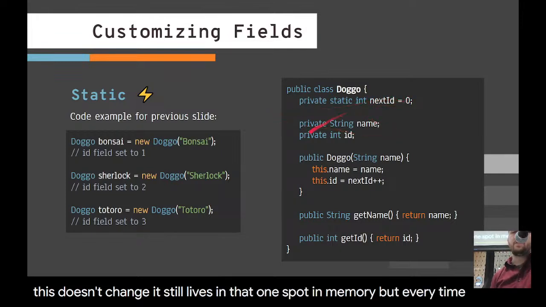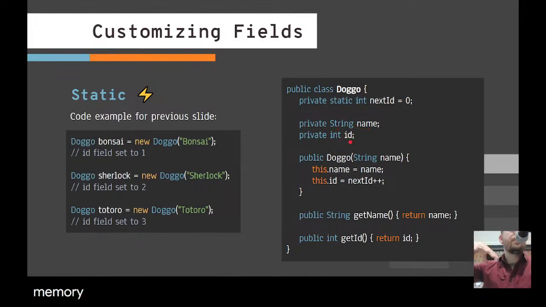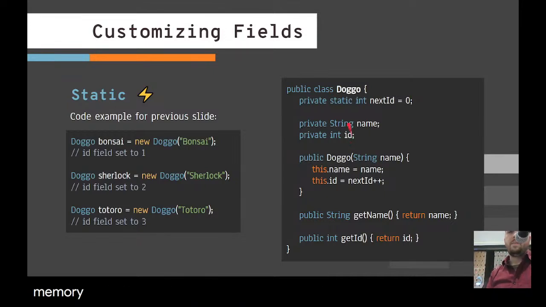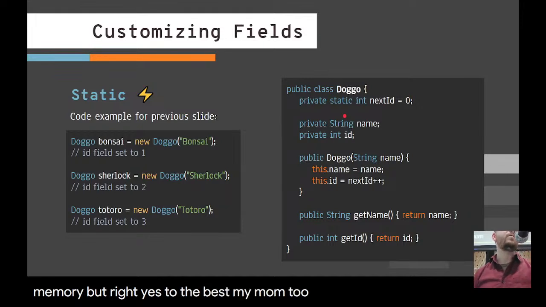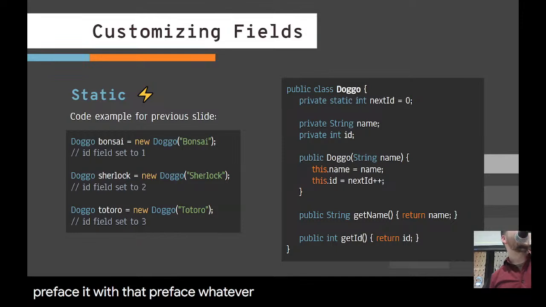But every time we create a new instance of the class, the name and ID field, it's a new location in memory. So this is kind of meta, thinking about where things are stored in memory. But right, yes, to the best of my knowledge, I'll preface it with that. Cool. Great question. Thank you for the question.